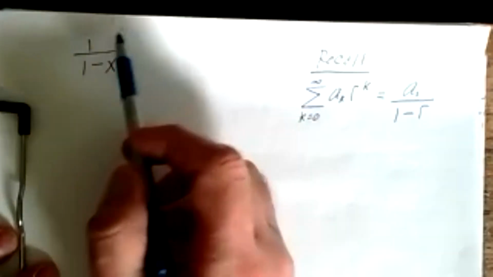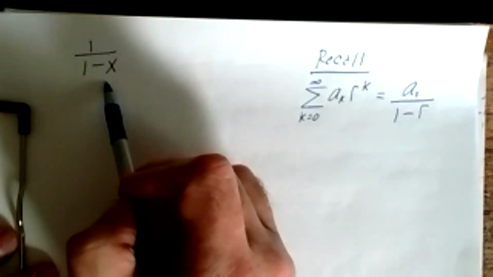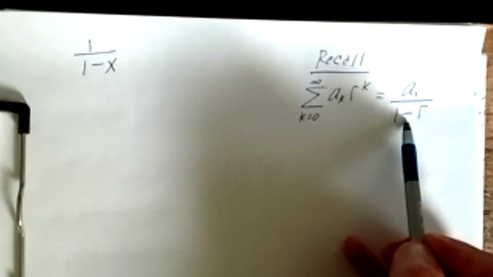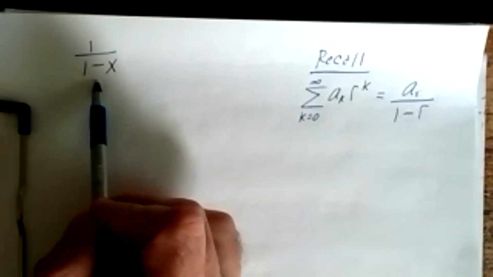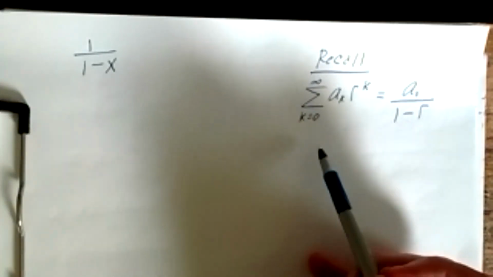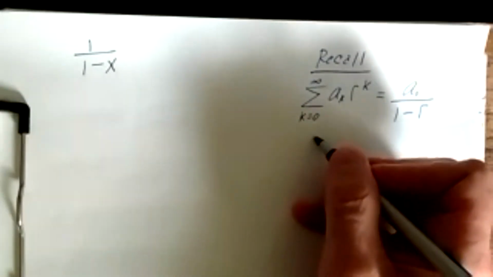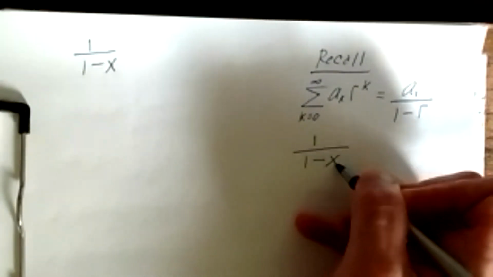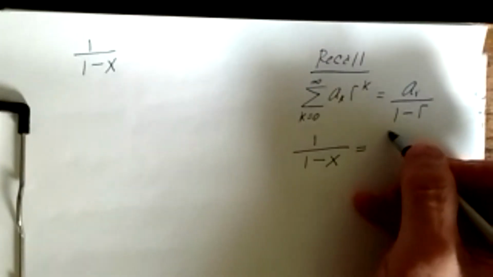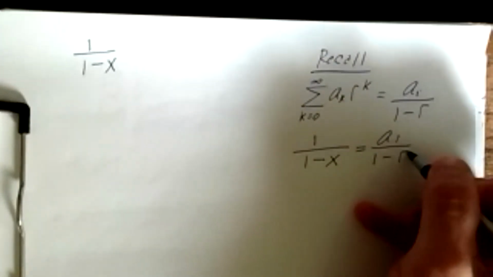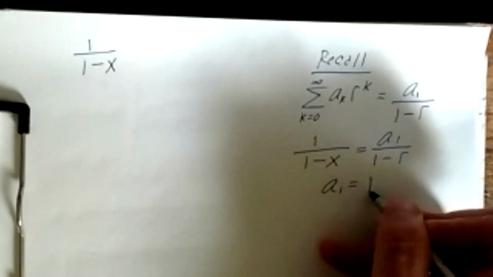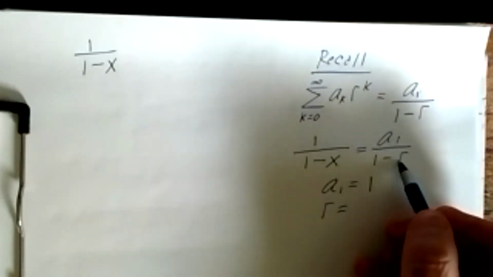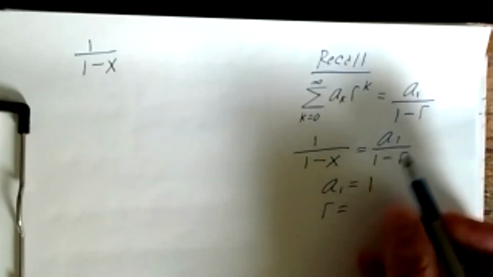Doesn't this look hauntingly familiar to this? So here's what we're going to do here. I'm going to use this to rewrite the power series for this using my infinite geometric series here. So take a look at this. Do you agree that 1 over 1 minus x is really equal to a sub 1 over 1 minus r, where our first term of our geometric series is going to be equal to 1, and r is going to be equal to what? Just x. Do you agree? R is just equal to x.